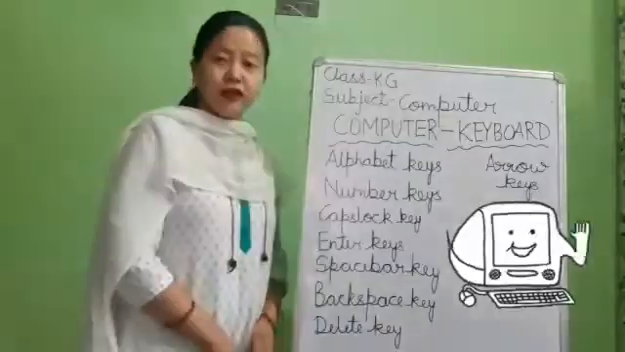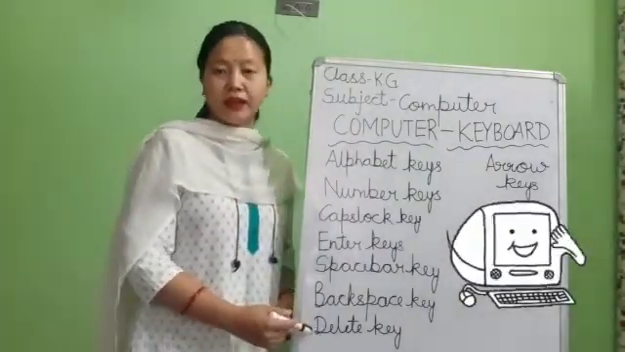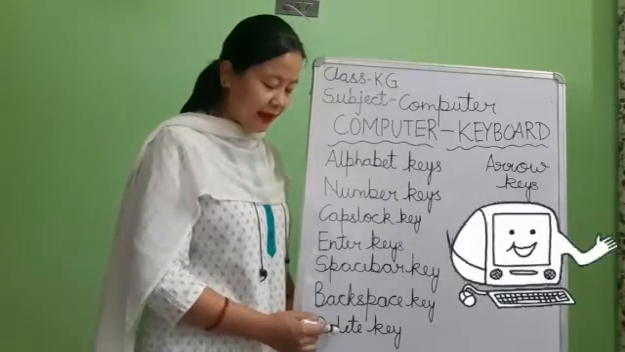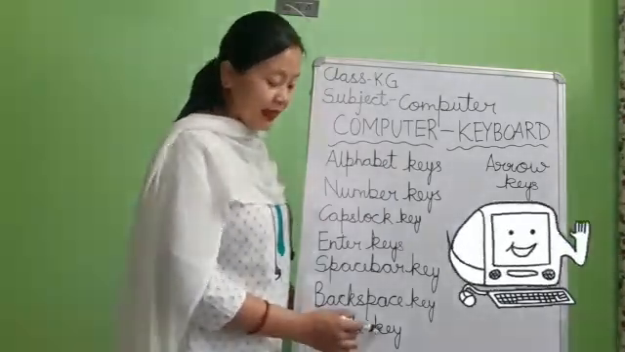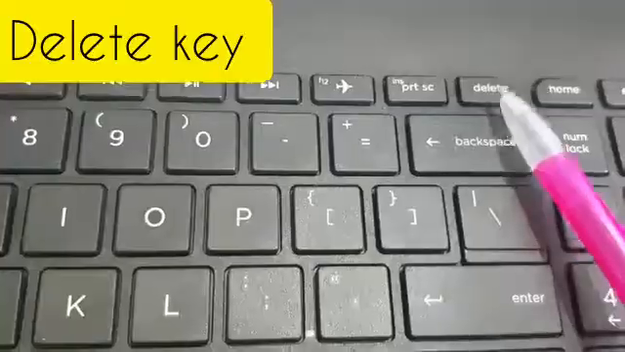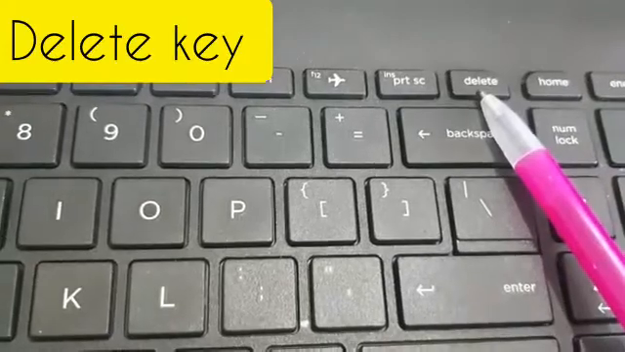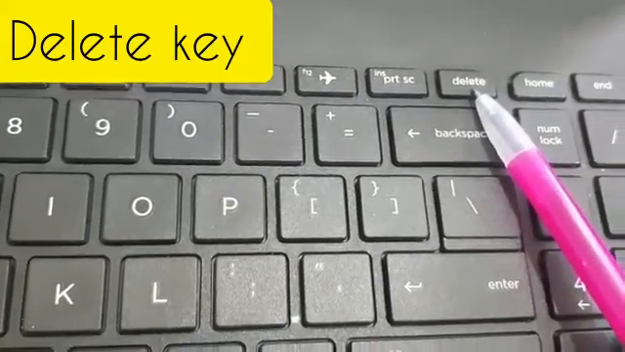Okay? Now children, next is delete key. Spelling of delete key: D-E-L-E-T-E, delete, K-E-Y, key. Delete key. Children, this is a delete key. Delete key also helps to erase what we have typed on the screen.